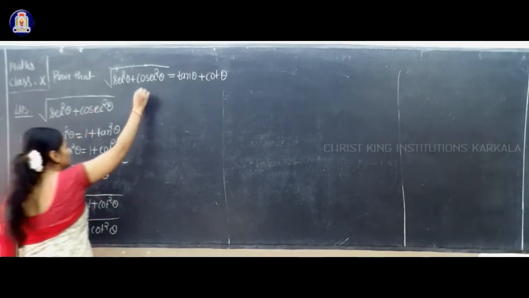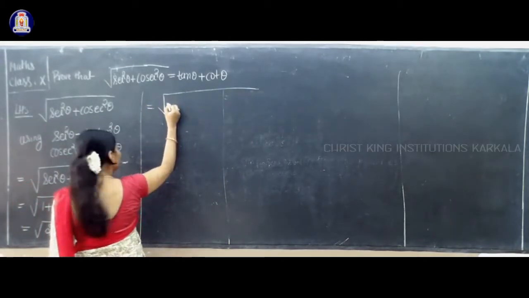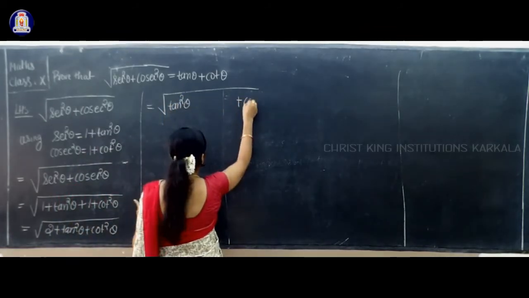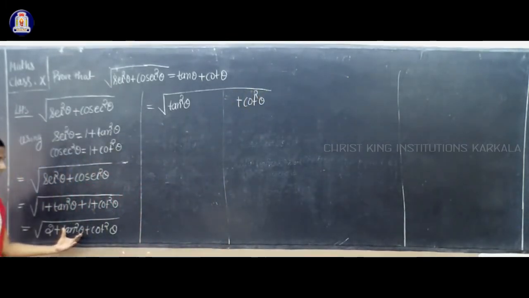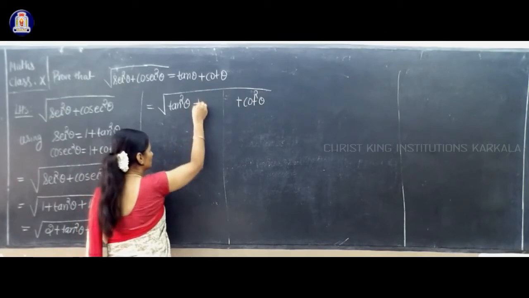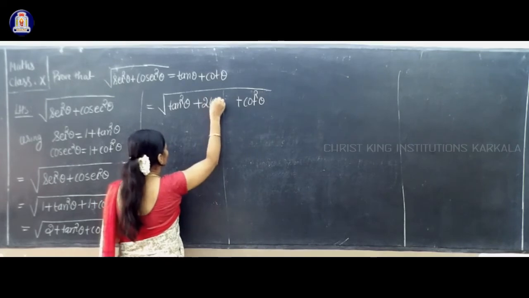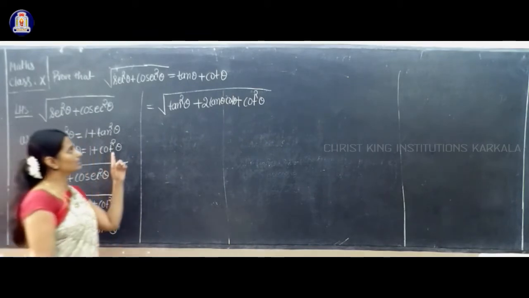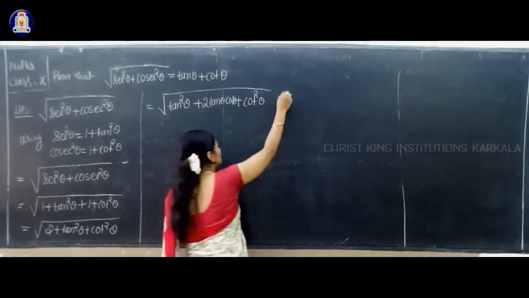See, I do some simplification, I make some changes here. That is under the square root. I will write tan square theta first, next plus cot square theta. What is left here? 2. That is plus 2. This 2 I will write as 2 into tan theta into cot theta. Is it possible? Yes. Why is it possible? What is the value of tan theta into cot theta? It is equal to 1.